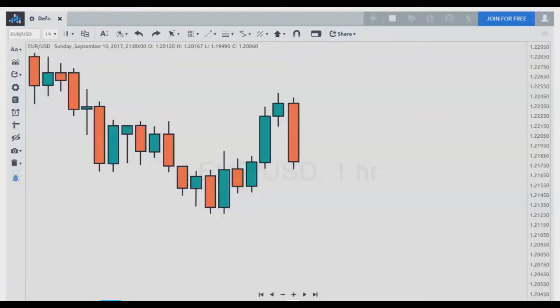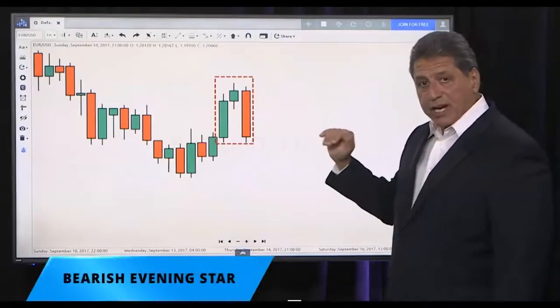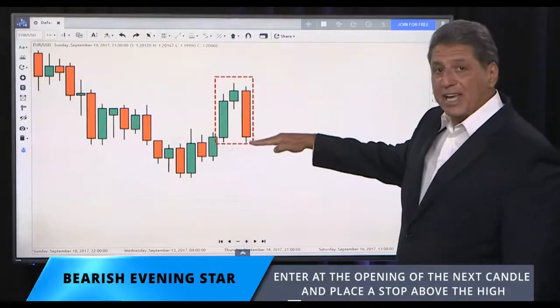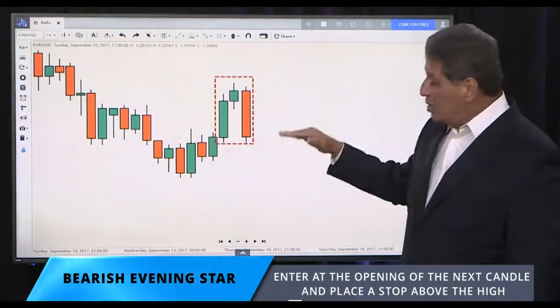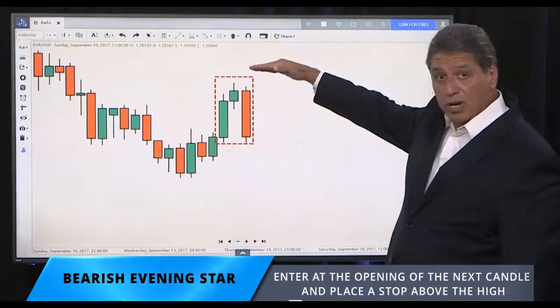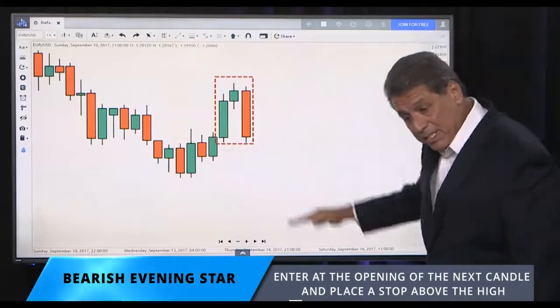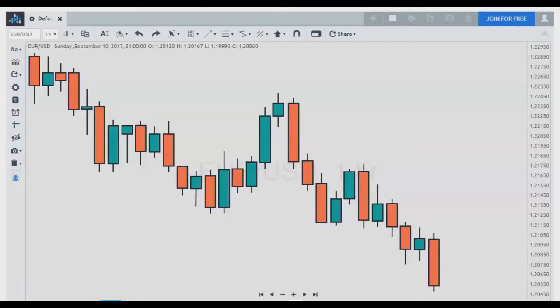The market's been moving down. All of a sudden, the market moves up, and you have a bearish evening star, the opposite of a morning star. How do you trade it? You enter at the opening of the next candle, and once again, you have to wait till these candlestick formations close. Once they close, you'll enter at the opening of the next candle, placing a protective stop loss order up at the top, in anticipation of the market going down. That will be all your profit. See, risk right here versus huge reward. That is what trading is all about.